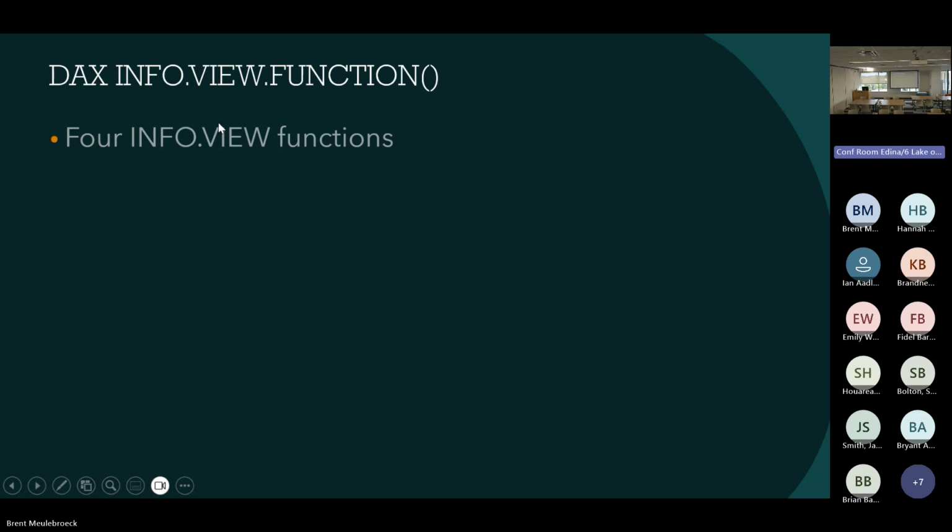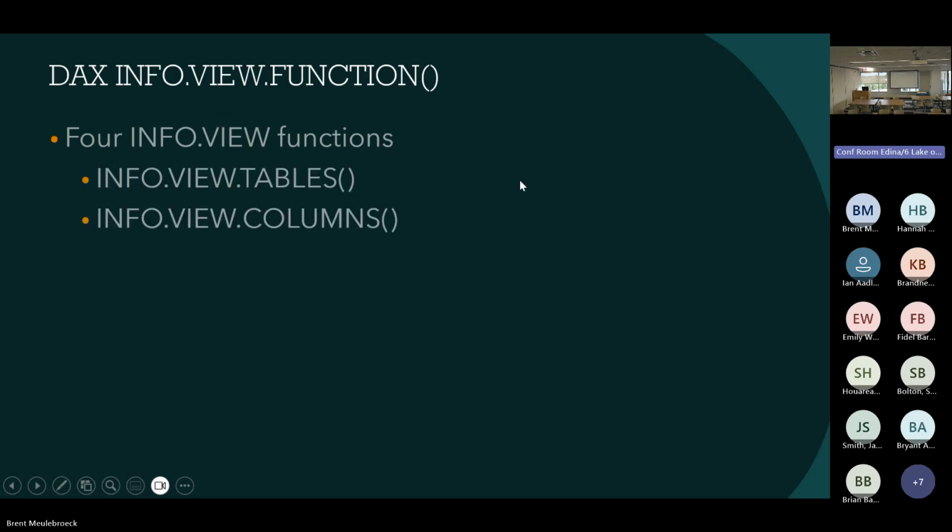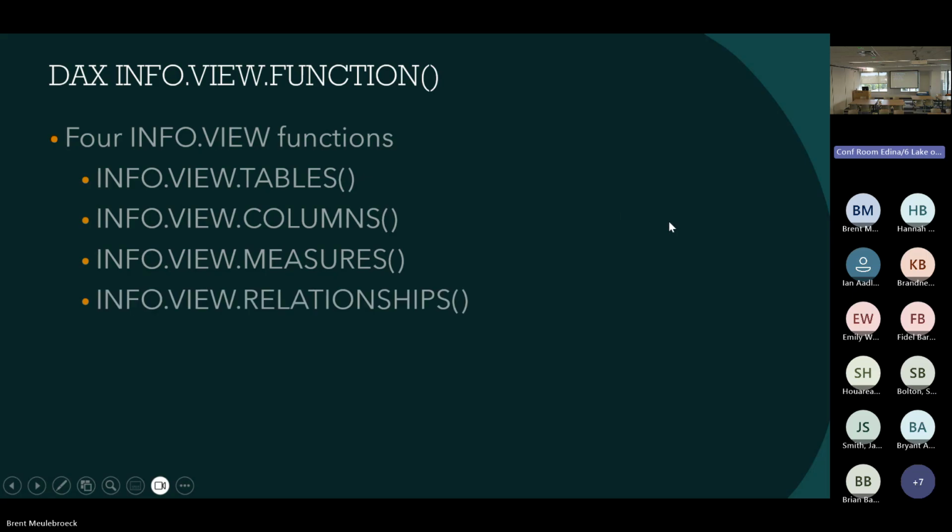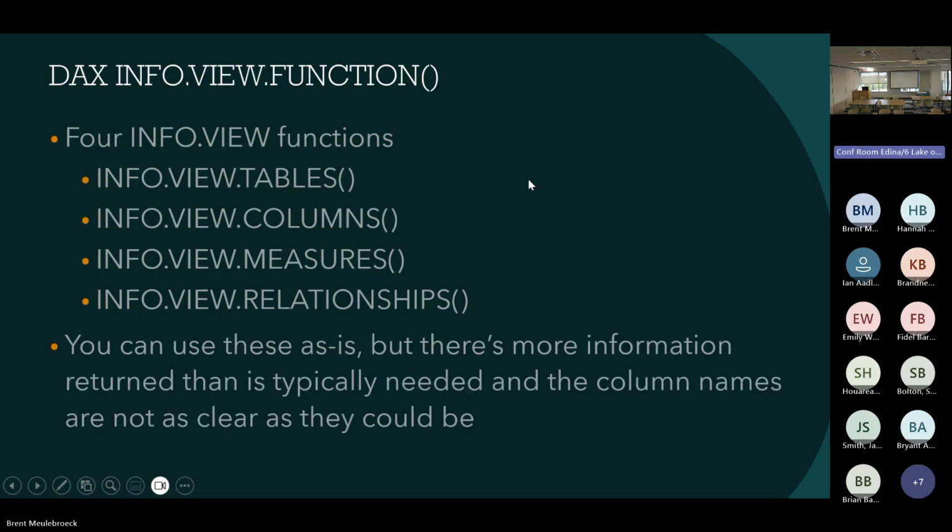For the INFO.VIEW functions, there are four key ones: INFO.VIEW.TABLES, COLUMNS, MEASURES, and RELATIONSHIPS. We're just going to look at the top three today. Relationships, I guess you could document it, but typically I'm just going to look at the model view if I have to mess with that, and my end users don't really care about the relationships as long as everything's working in the model. They care about the other stuff. So these you can just use as is. They return a ton of information. So let's go out here.